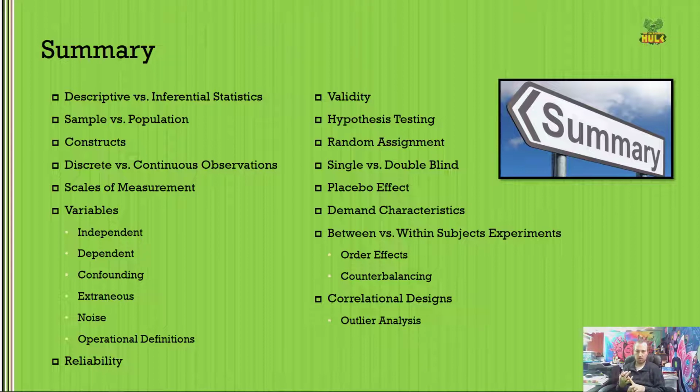Descriptive versus inferential statistics, right? Big differentiation. Sample versus population. After that, we start talking about measuring constructs. How do we measure them? Sometimes in discrete measurements, individual points on a scale, sometimes continuous, where we have full, unending, infinite breakdowns of smaller points and smaller points on the scale in between all those points. We talked about scales of measurement, watched a little video on that. We then talked about independent, dependent, confounding, extraneous, noise, and operational definitions of variables.